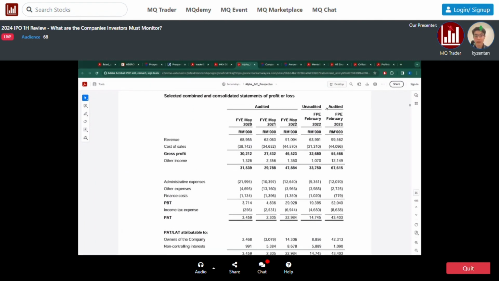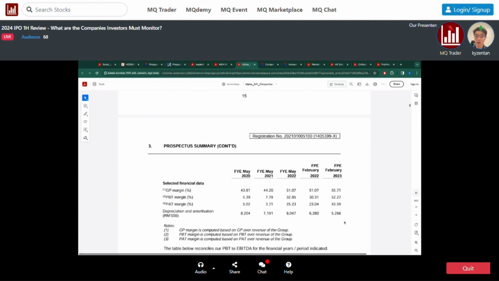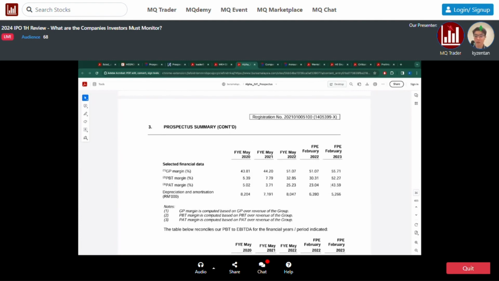For FPE, which is not even a full year, 9 months, because they ended in May. So this is February. So you have March, April, and also May left. So the PAT is 43. Yeah, the profit after tax margin is probably one of the highest I've ever seen in the closer year.